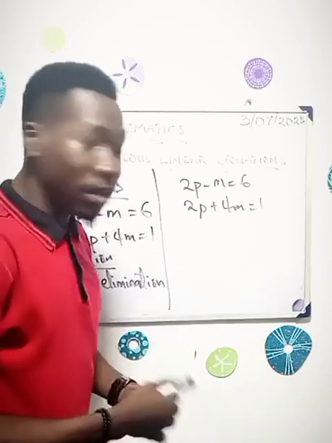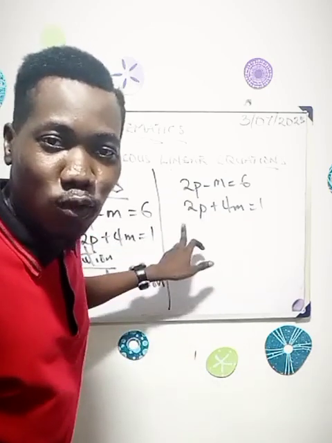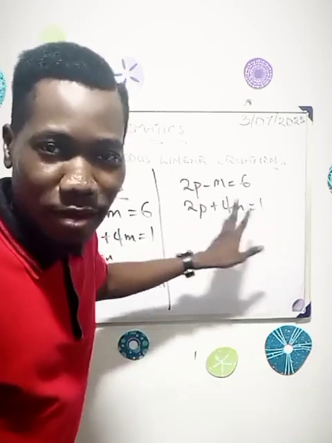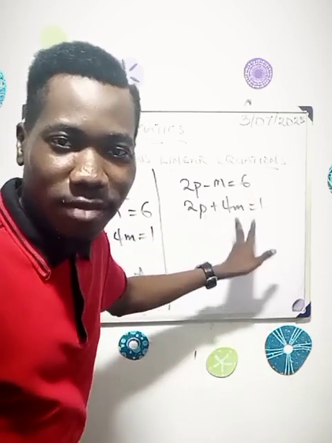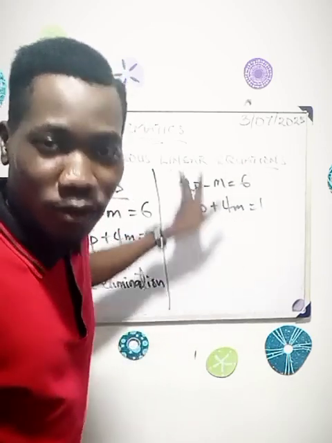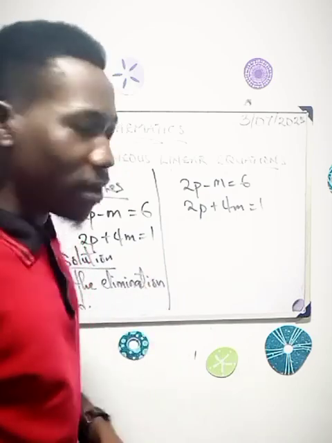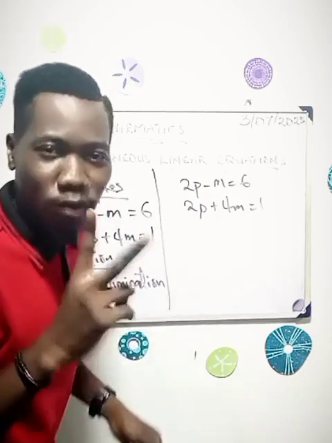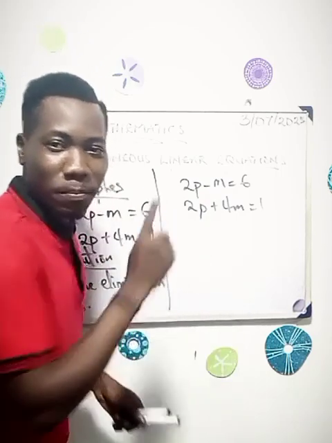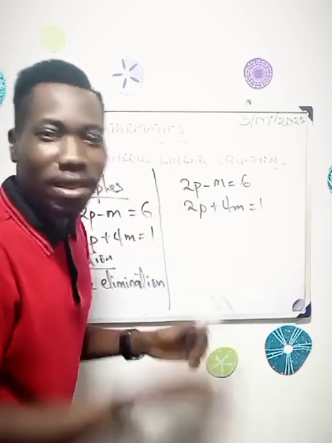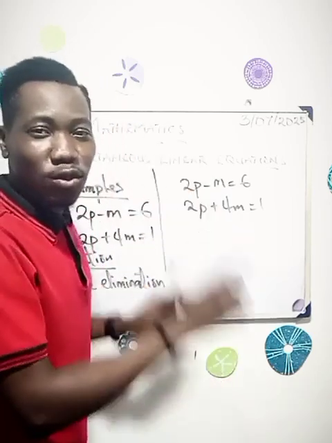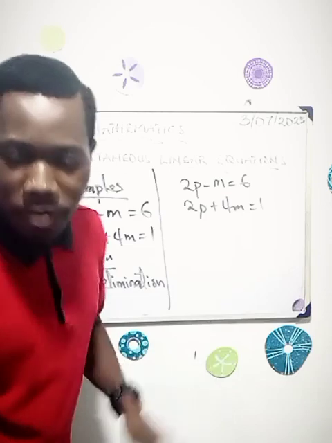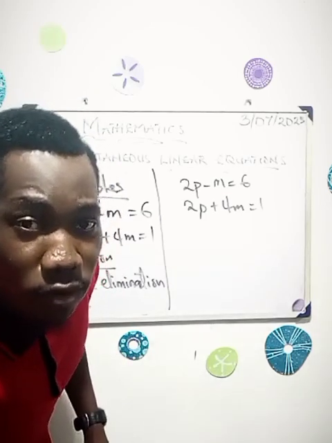It doesn't mean that because you have 2 and 2, it has to be p. You can eliminate either one. You can actually eliminate m, even though the coefficients are different, and you can also eliminate p. We're going to eliminate p first, get the value of m, then we'll do it again, and this time eliminate m first and get the value of p. I hope we're going to be following.